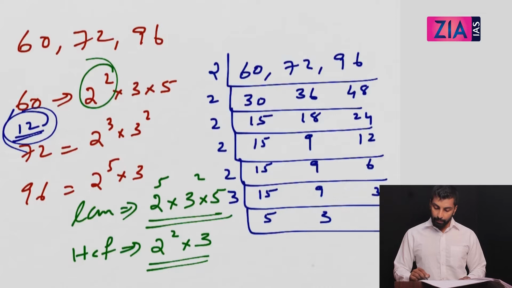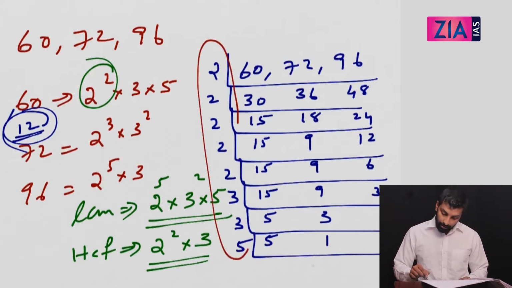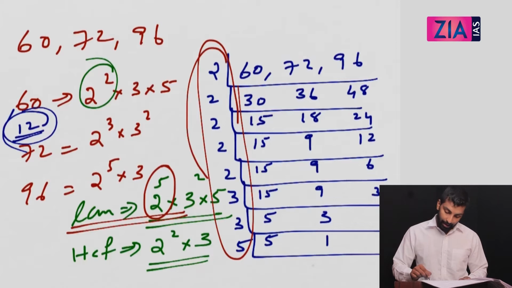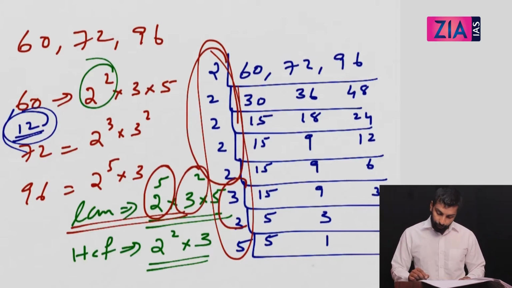Again there is one multiple of 3, so proceed with 3 again. This 5 you will drop like that, 3 becomes 1, 1 is 1. Then 5, right? So what you got here is your LCM. This is your LCM, that's 2 raised to 5, like here 2 is there 5 times, 3 square, 3 is there 2 times, and 1 time 5.